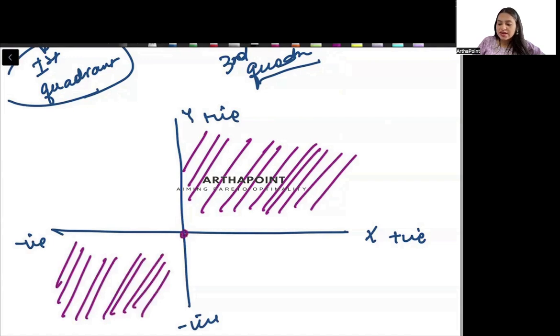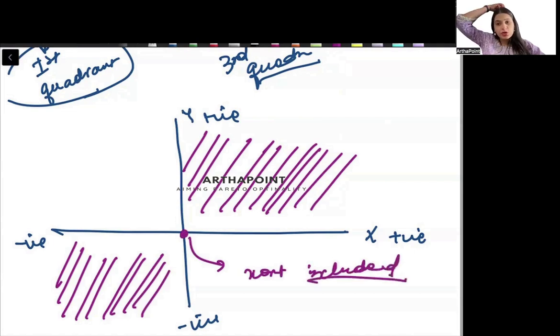Now try to understand that the origin is not included. The origin is not included. Why is the origin not included, beta? Because at the origin, y is 0, right? And anyways, x is also 0. So it is a 0 by 0 form. So this cannot be included.